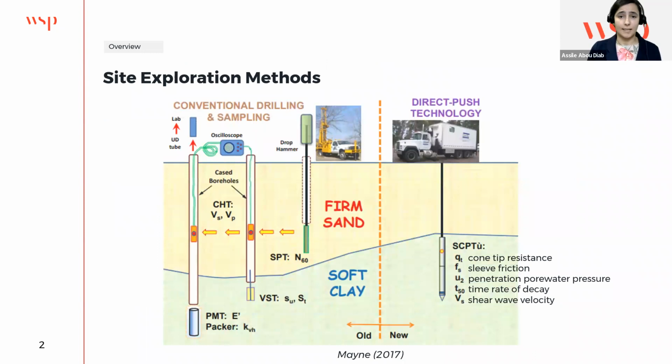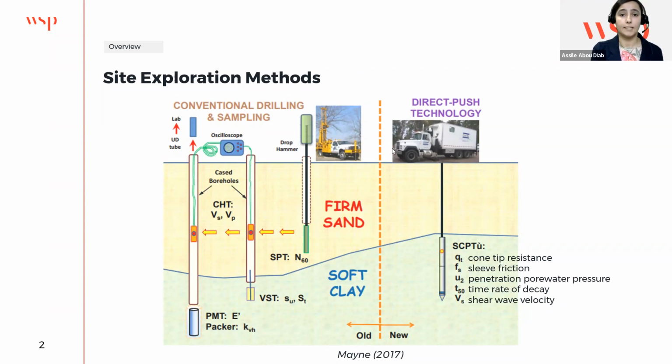Site exploration is an essential part to tackle any geotechnical engineering problem. In the conventional drilling and sampling approach, we would have some standard penetration testing, vane shear to test the strength of our clays, pressure meter for modulus, packer for permeability, and then if we want to measure the shear wave velocity, we'll do some cross-hole testing. We will also collect some samples and do some lab testing on them.